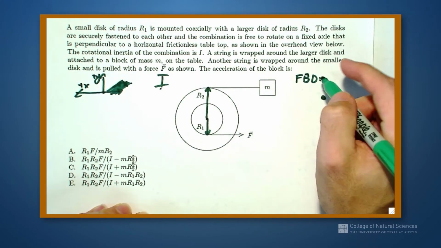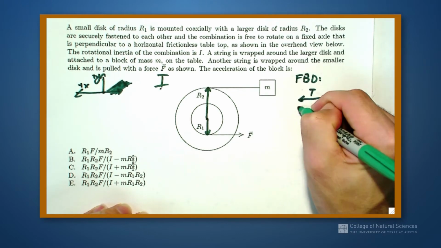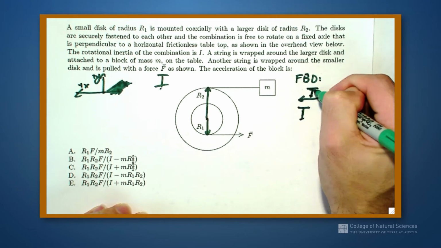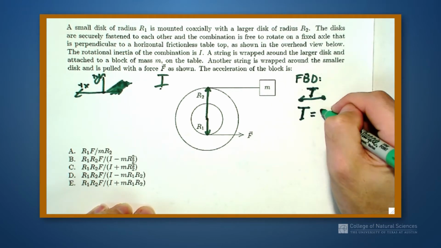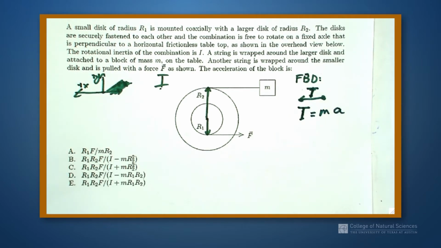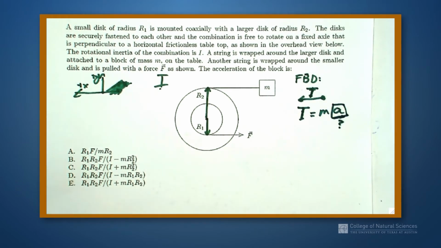So my free body diagram has a tension force on it. The tension force is my net force, which is equal to the mass of the object times the acceleration of the object. That's great. I need to know what the tension force is to figure out the acceleration, which is the value that I'm looking for. Unfortunately, we can't get there because we don't know what the tension is.